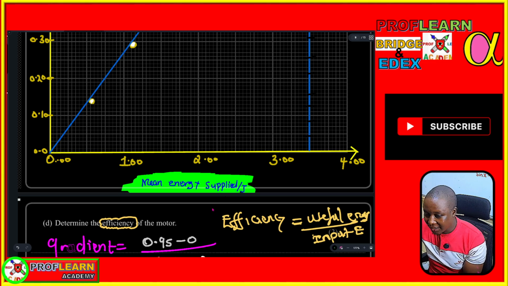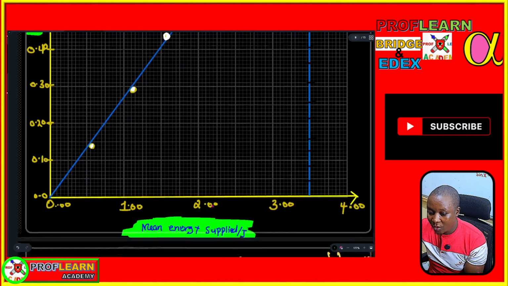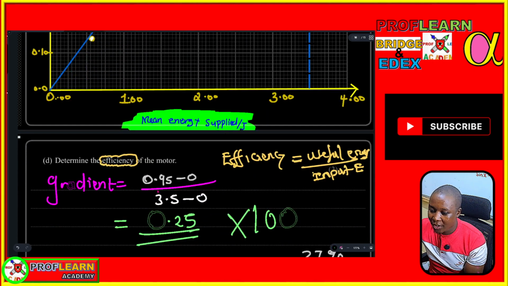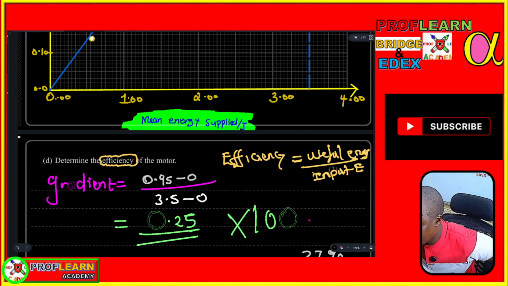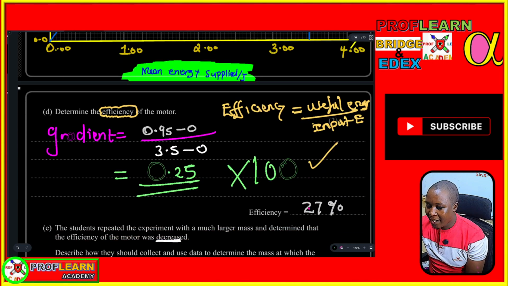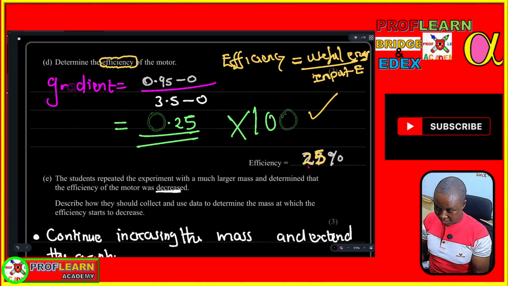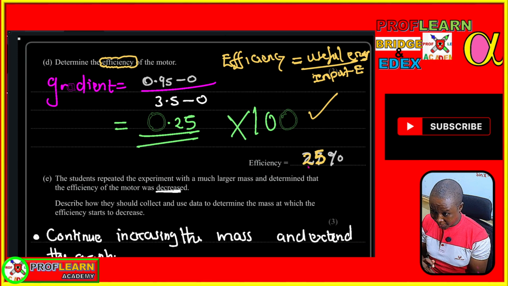So that's why you can see, if we have gotten a straight line graph, to get the efficiency we just work out the gradient of that graph, and if I times it by 100, I'm well and good to express my gradient, my efficiency, as 27. This is going to be 25%. Yeah, so this actually, let me check it.